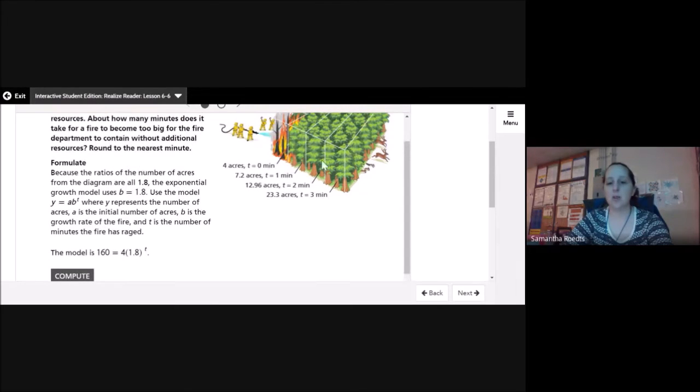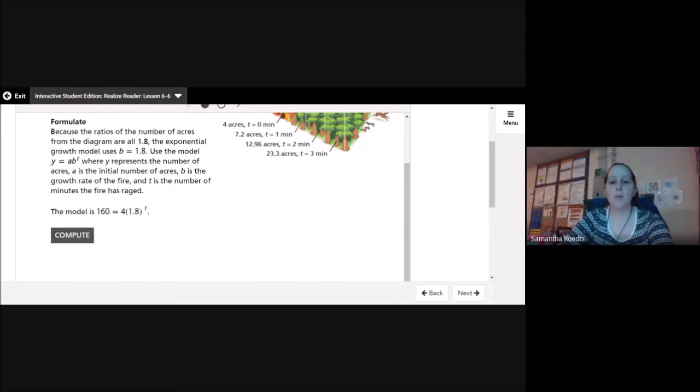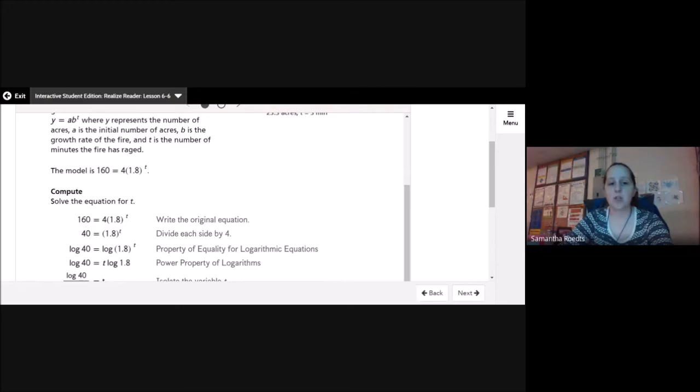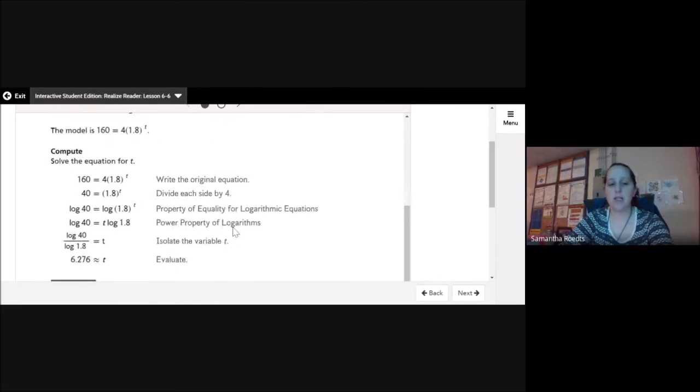So 160 acres equals 4. Okay, so that's the initial number of acres that they used, was 4. So here's 1, 2, 3, 4 acres. Okay. Times 1.8, which is the growth of the fire, to the t power. Okay, so now I'm going to compute. I solve the equation for t. So 160 equals 4 times 1.8 to the t. So I divide both sides by 4 to get 40 equals 1.8 to the t.